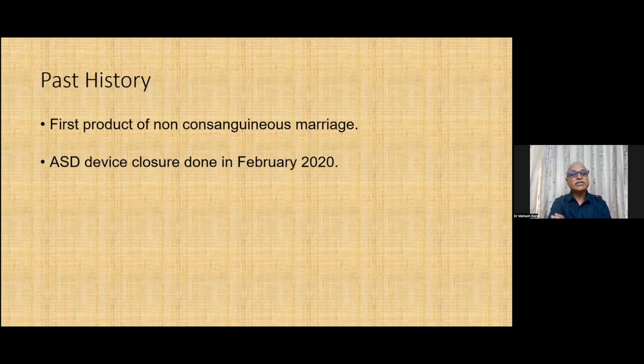So the past history is, this is the first product of a non-consanguineous marriage and ASD device closure was done in February 2020. So our initial thought was whether we are dealing with a cardiovascular anomaly, but because ASD closure was done, whether we are dealing with some other anomaly which is associated with the cardiovascular.